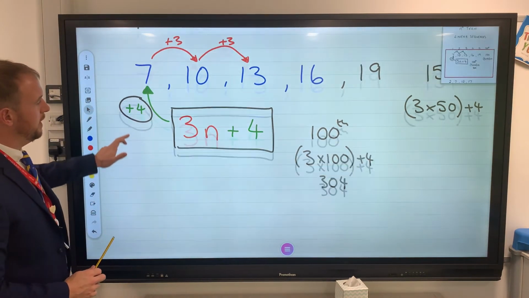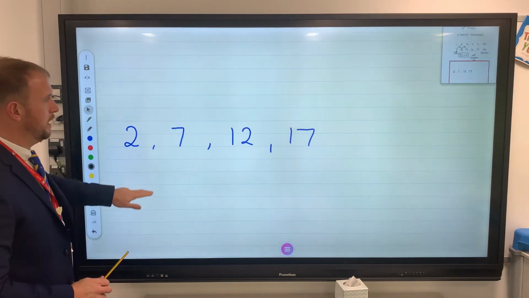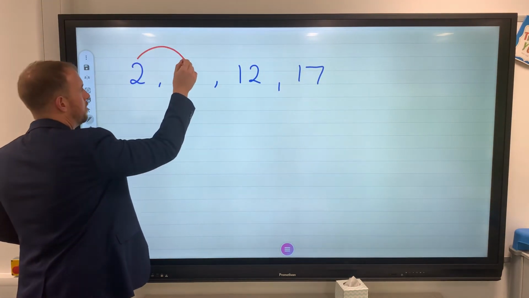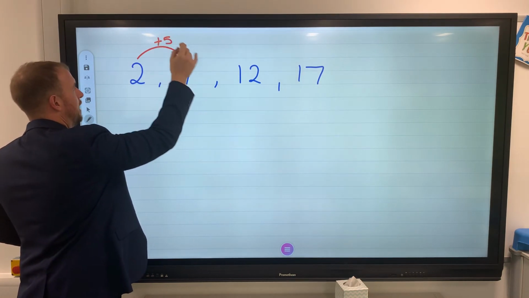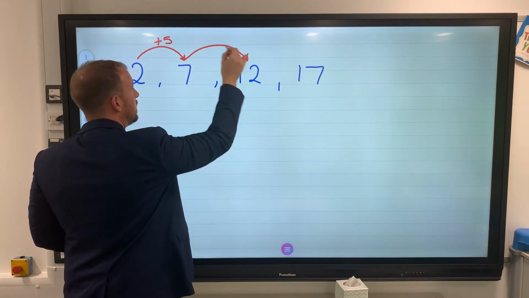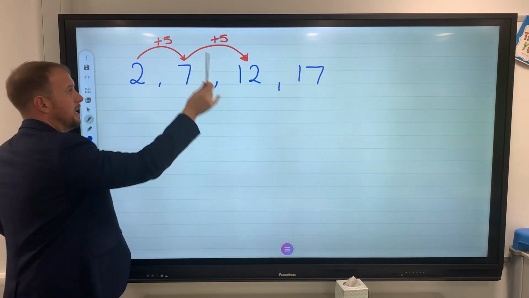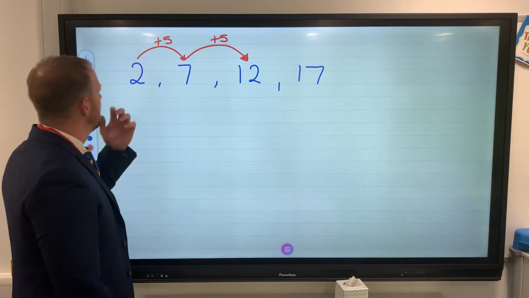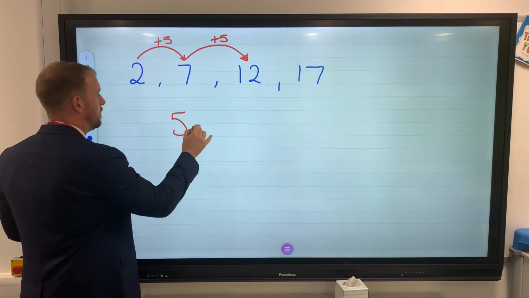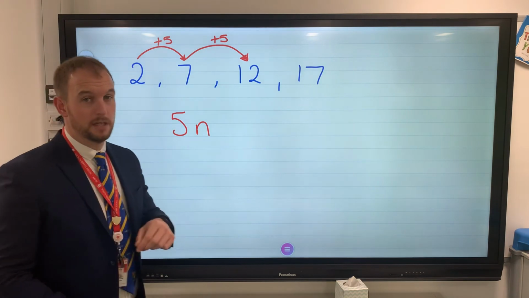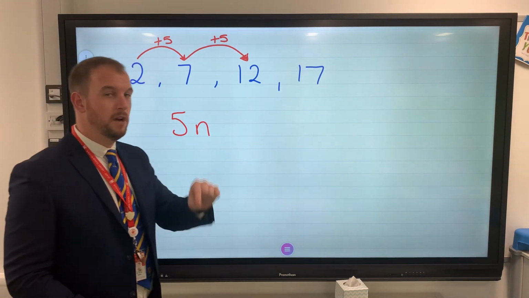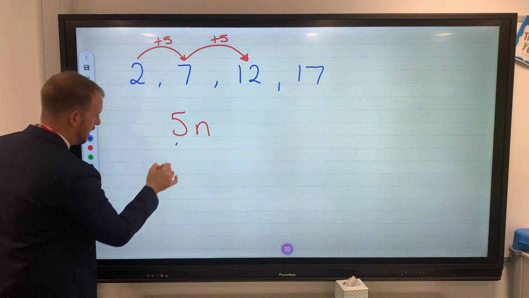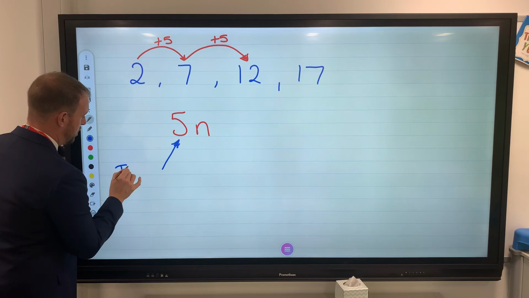So using that knowledge, let's look at this one here. Our term-to-term rule would be to add 5. Let's check to see if it works for the second one. It does. That tells us we have a linear sequence when the difference is the same each time. So that 5 goes in front of the n. You'll notice I've used different colour pens to show where these numbers are coming from and where they're going to. So this 5 goes in front here. I'm even going to label it for you. And that's our term-to-term rule.